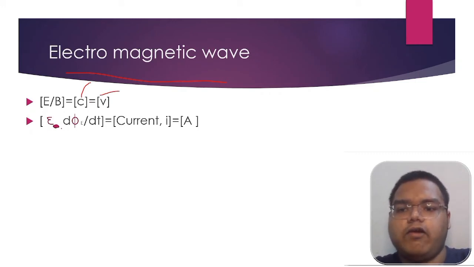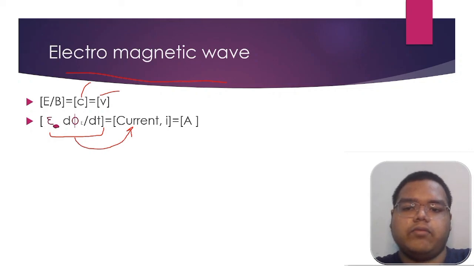And epsilon naught d phi E, or differentiation of electric flux with respect to time, will have the same dimension as that of current I, which will be equal to A to the power 1.